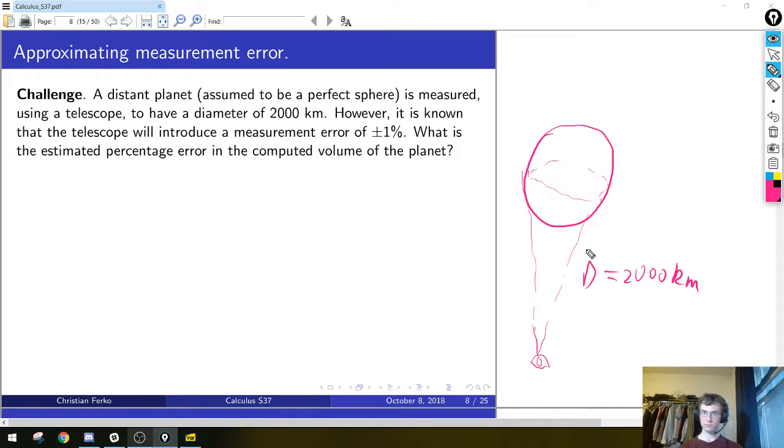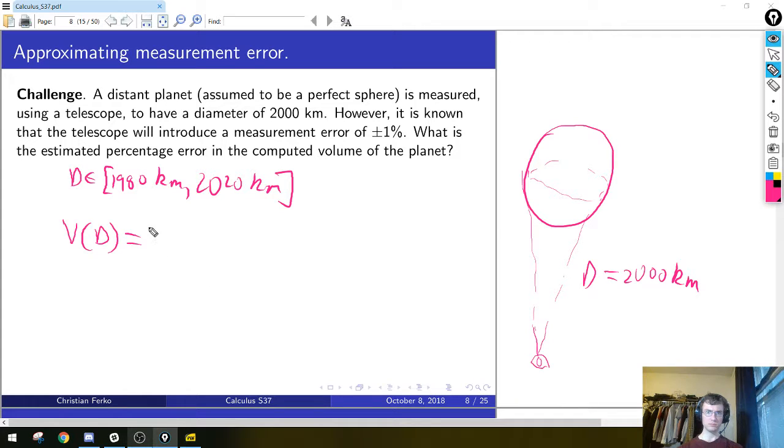We know by our measurement error that our diameter is in the range of 1980 to 2020 kilometers. I am inclined to believe that we can just solve for volume for each of these points and compare it to a known 2000. Ah, okay, so you say I write down a function for V as a function of D. So what's that formula? What's the volume?